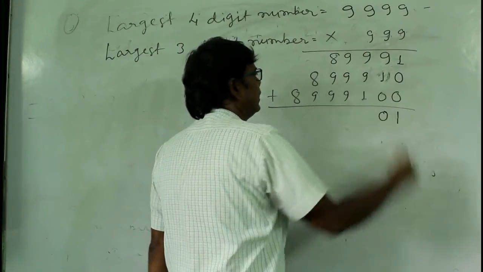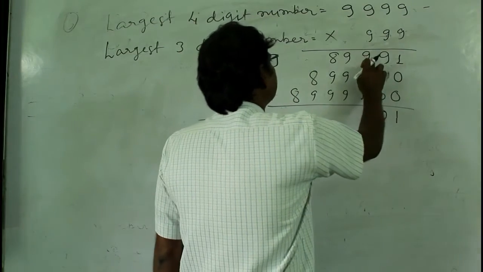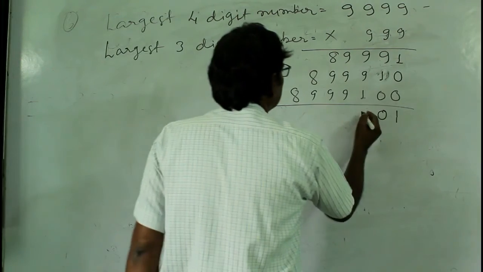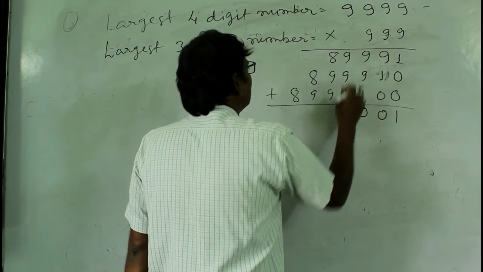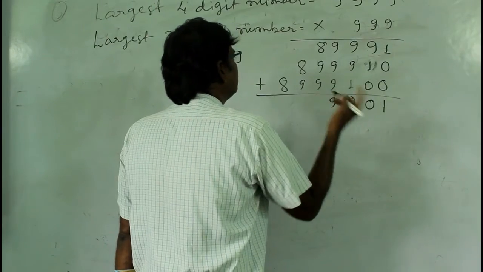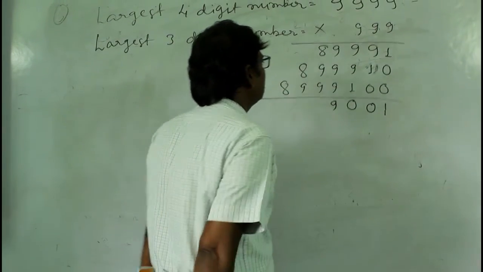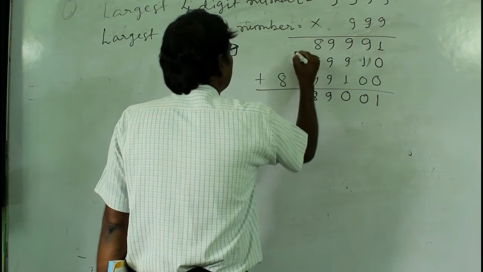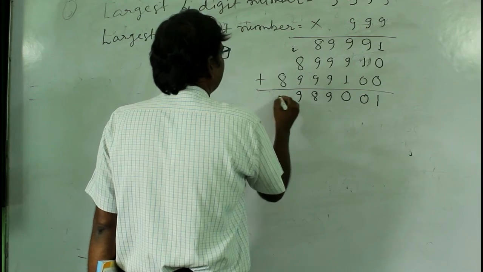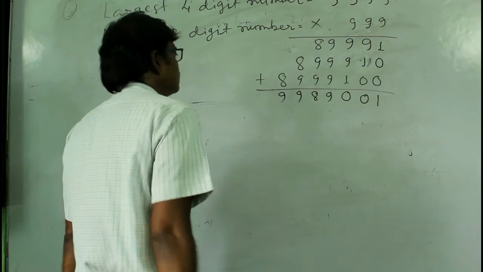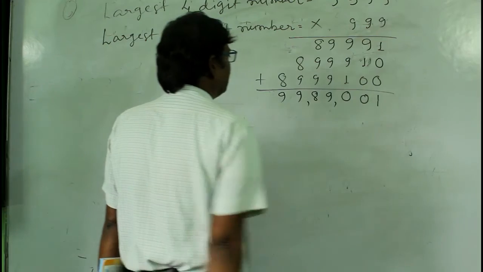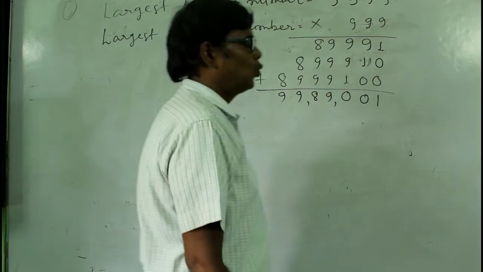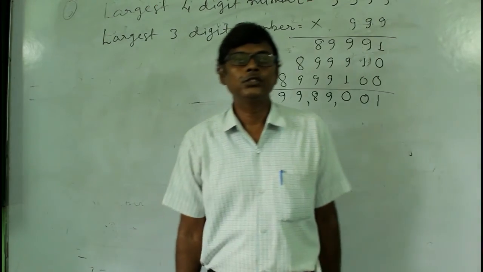9 plus 1 is 10, then here 0, then carry 1. 9 plus 1 is 10, 10 plus 9 is 19, 19 plus 1 will be 20, then carry 2. 39 and carry 2 again. So this is the answer of this question: 99 lakh 89,001 is the product of these two numbers.